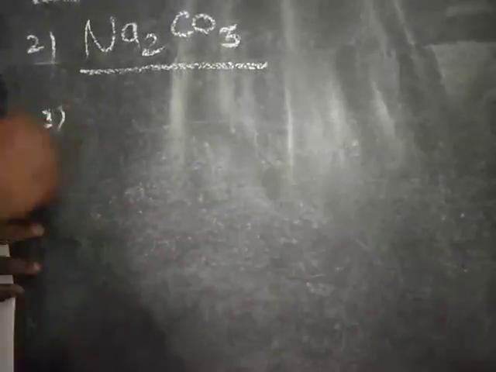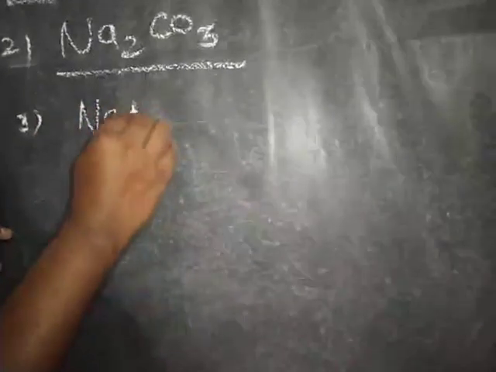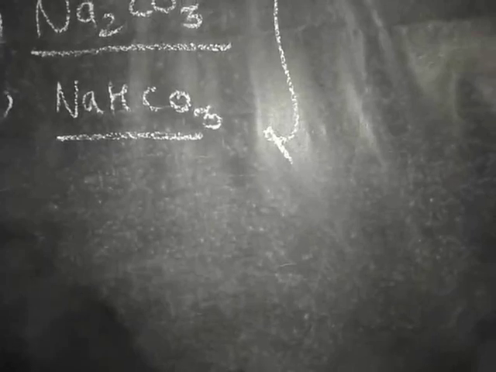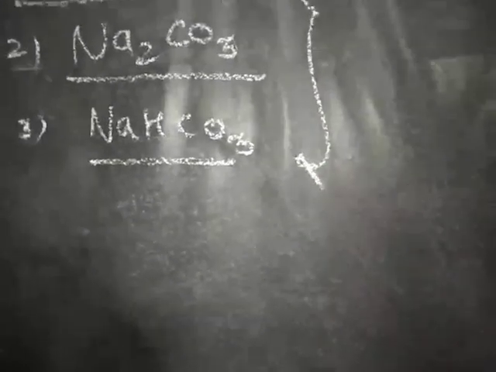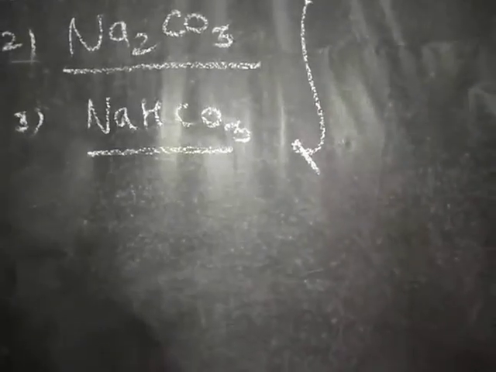Third one, baking soda, that is called sodium bicarbonate. You write the chemical formula, it is given in our textbook. It is used for making baking powder, which is a mixture of baking soda and tartaric acid. It is used in fire extinguishers. Baking powder is used to make cakes and bread soft and spongy.